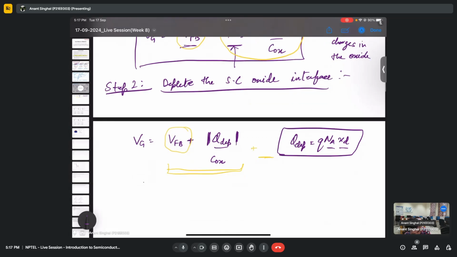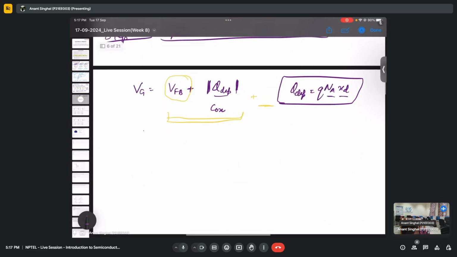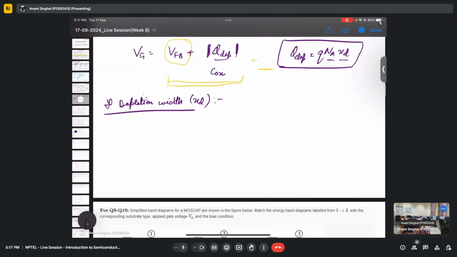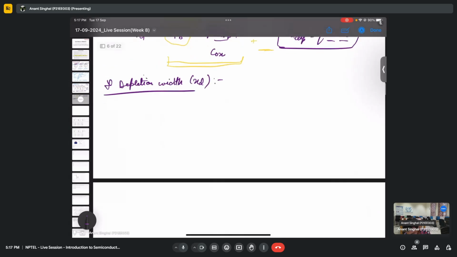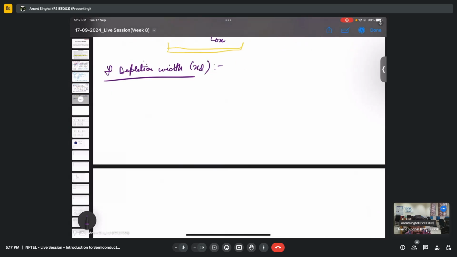Yeah. So we have this Q depletion. So let's find out a certain relation for Q depletion. So what happens? Maybe we can calculate the depletion width. That is the most asked numerical in the assignment problems. I'm denoting it with XD for now, X with subscript D. So we did the derivation of the PN junction diode. I hope you remember. In that, what we apply is the Poisson's equation.